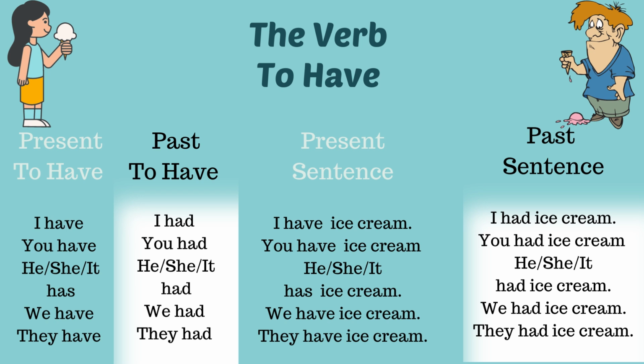As you can see from the picture up above, he dropped his ice cream, so he had ice cream, but now he doesn't have ice cream because it's on the floor. So he does not have ice cream. He had ice cream. They have, they had. They have ice cream. They had ice cream.